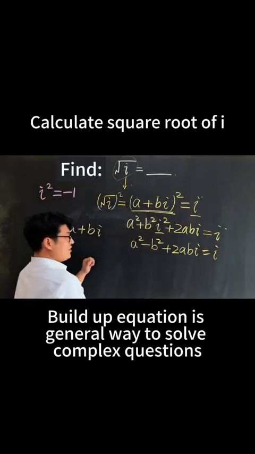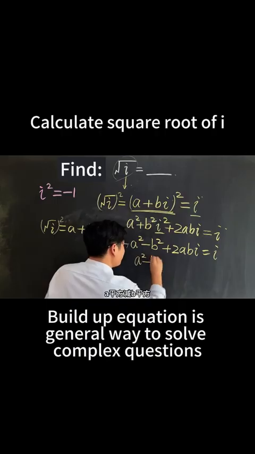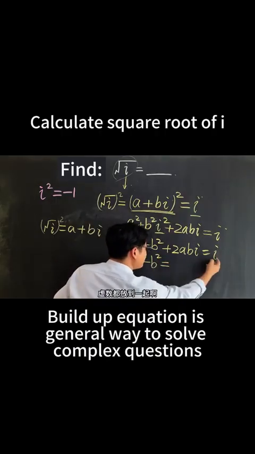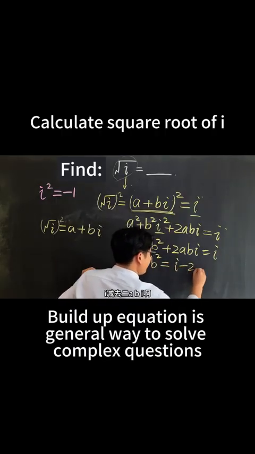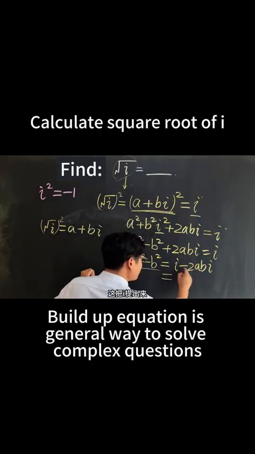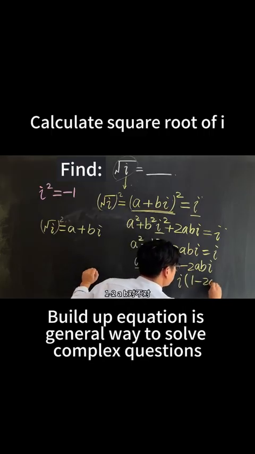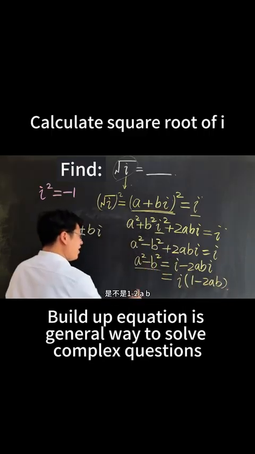Let's standardize it. I'm getting a bit confused myself. This is a real number, a squared minus b squared. That's a real number. Let's group all the imaginary parts together. i minus 2abi. This is the real part and this is the imaginary part. If we factor out i, what's left inside is 1 minus 2ab, right?